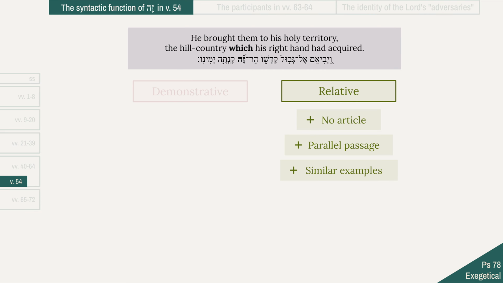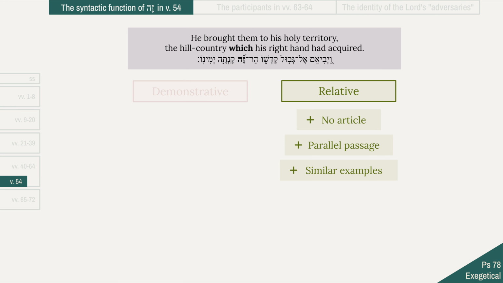What we have in Psalm 78:54 is similar to these examples. And so we conclude, on the basis of these similar examples, the lack of the article, and the parallels with Exodus 15, that ze in this verse has a relative function, the mountain or the hill country which his right hand acquired.